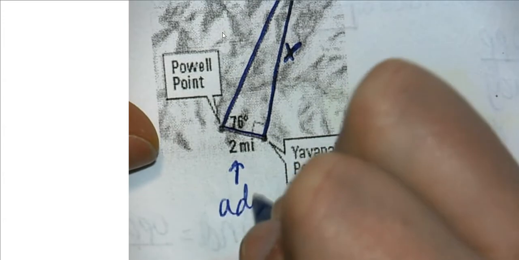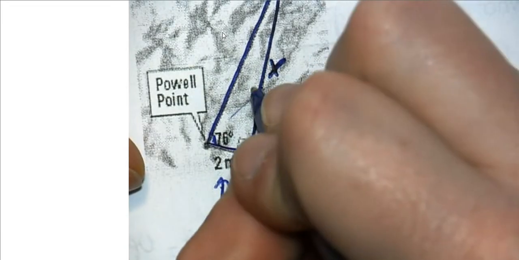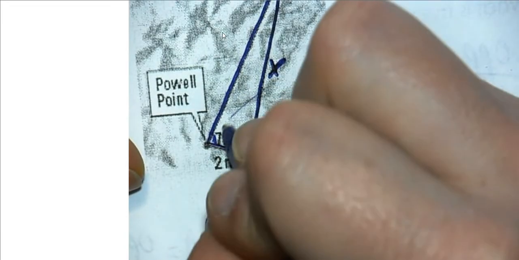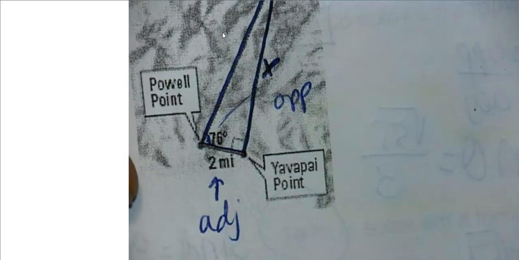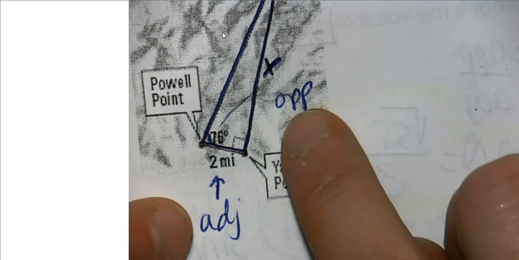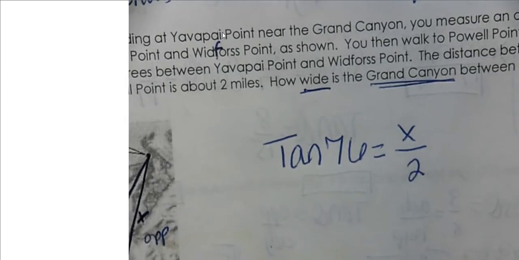So with respect to our picture describing our situation, we know 2 miles, which is the adjacent side to 76 degrees. So 76 degrees is about right here. And X is not across from the right angle. It's across from 76, making it the opposite side. So what uses O and A? That's tangent. So we are going to solve this by using tangent. The tangent of 76 is equal to the opposite, which is X, divided by the adjacent, which is 2.